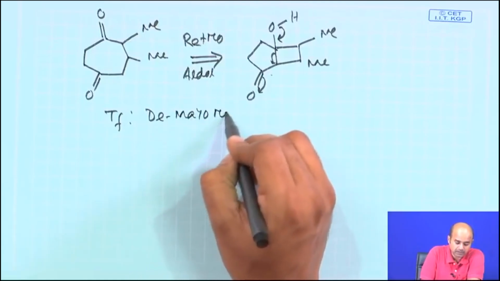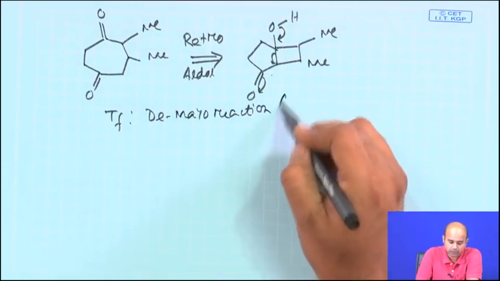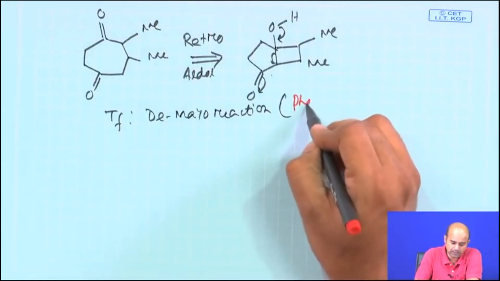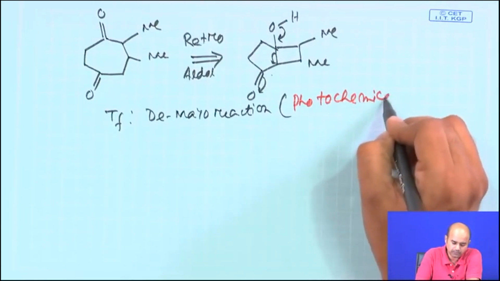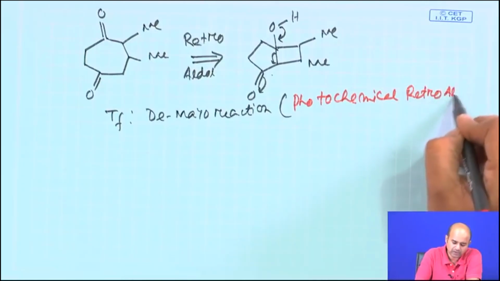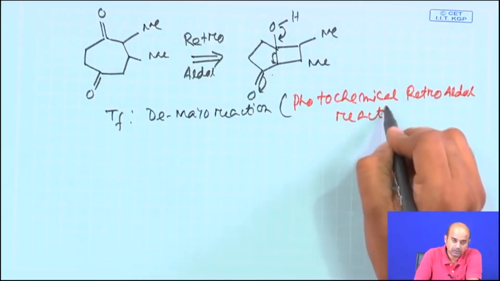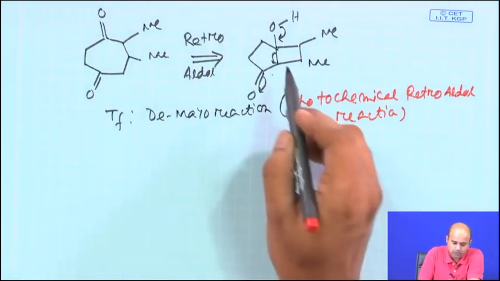It is a De Mayo reaction. It is a photochemical retroaldol reaction. It is a photochemical, we earlier discussed it during the retro quiz. It is a photochemical retroaldol reaction. This is the main reaction we will be now discussing. So, now we have the starting material.